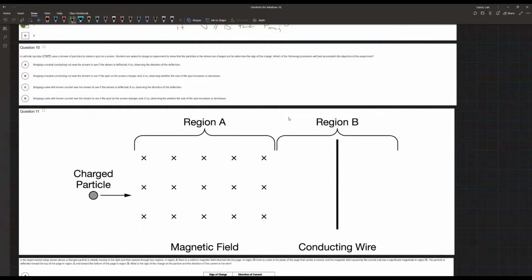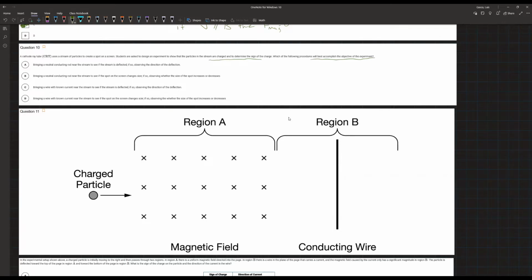Question 10. A cathode ray tube uses a stream of particles to create a spot on a screen. Students are asked to design an experiment to show that the particles in the stream are charged and to determine the sign of the charge. Which of the following procedures will best accomplish the objective of the experiment?